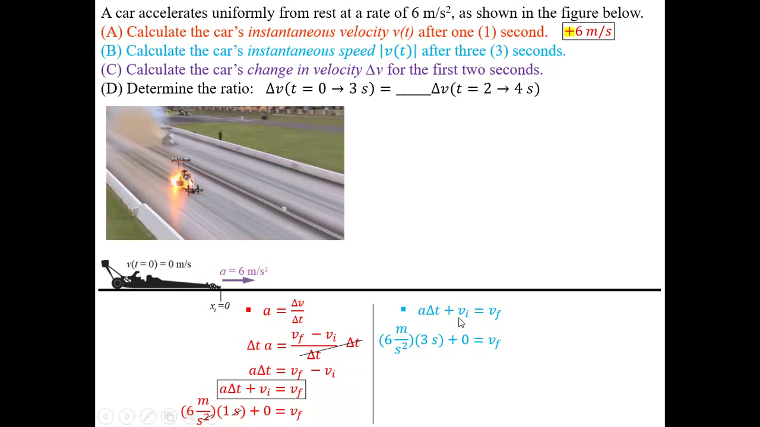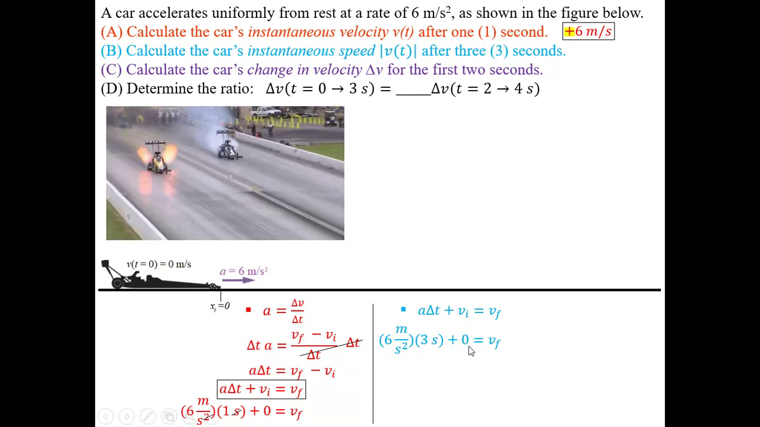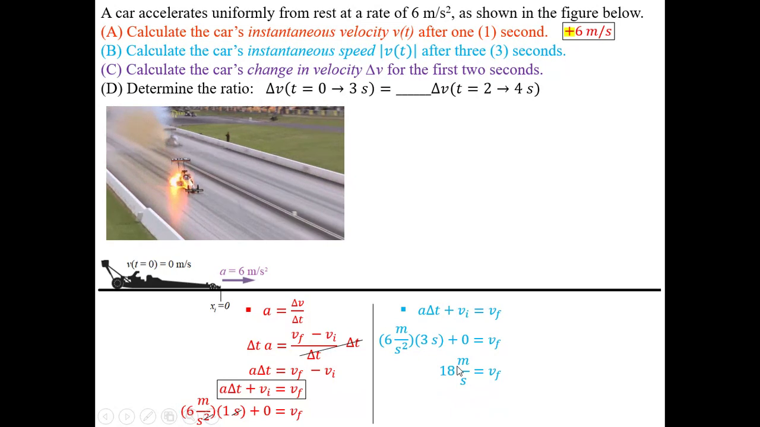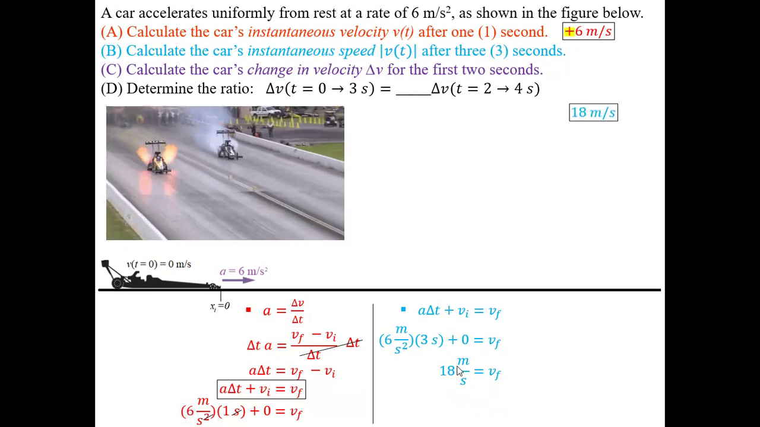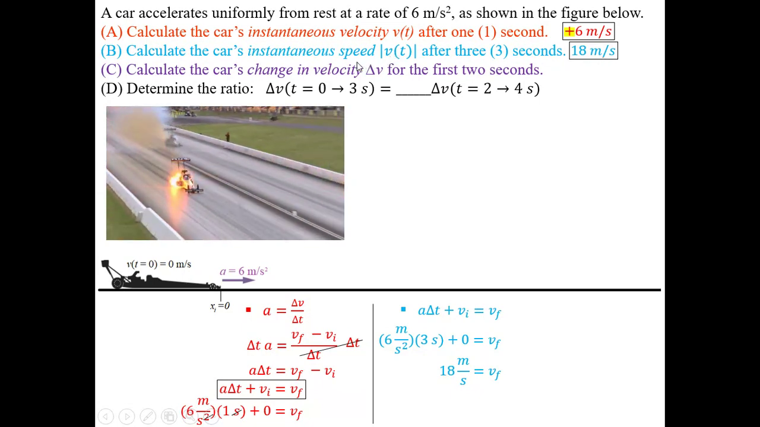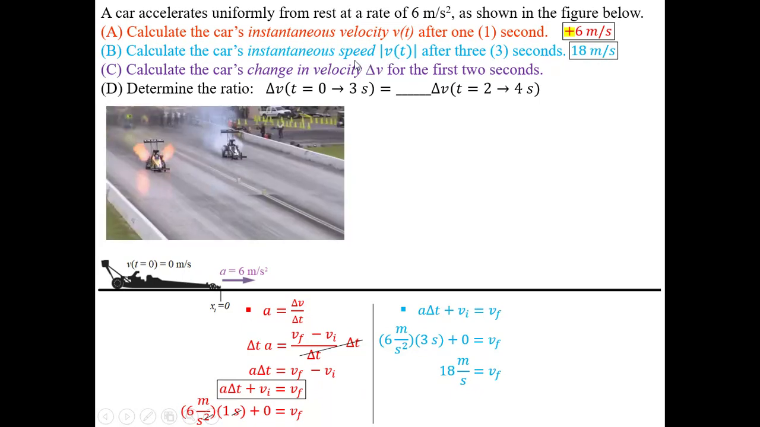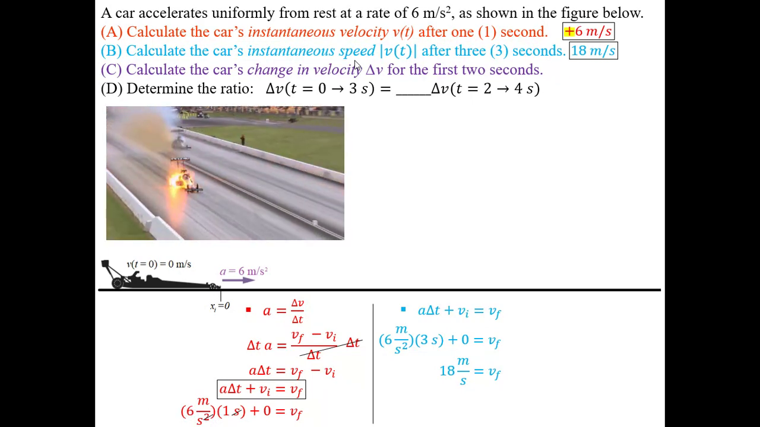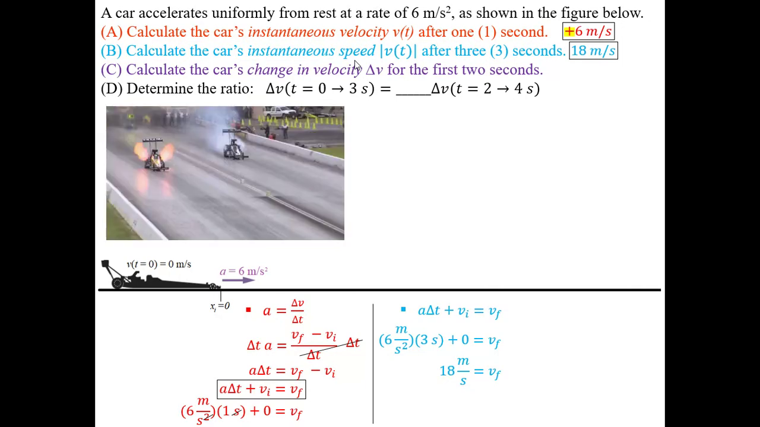Well, if I go back to 0 seconds, my VI is 0. So therefore, for this one, it's really just 6 times 3, which is 18 meters per second. All right, that's it. So the answer here is just 18 meters per second without any direction, because it says speed, and speed is a scalar quantity.